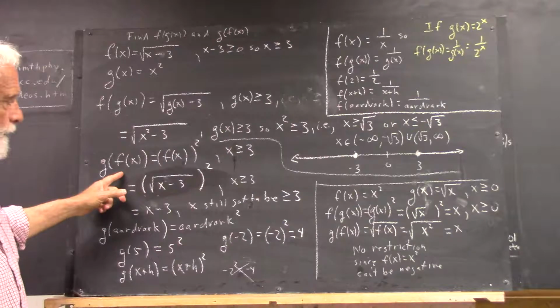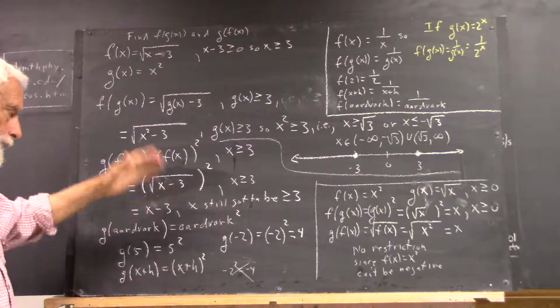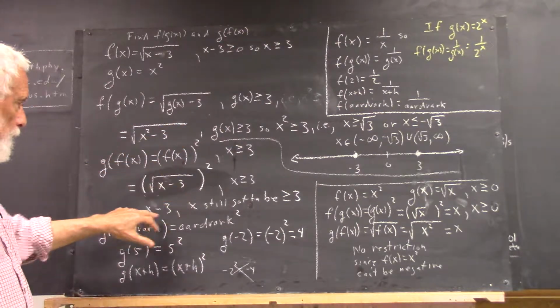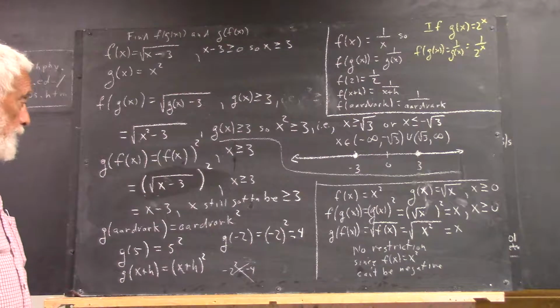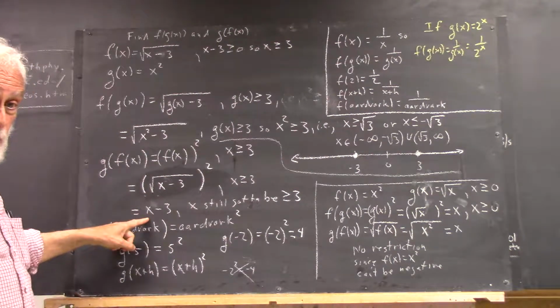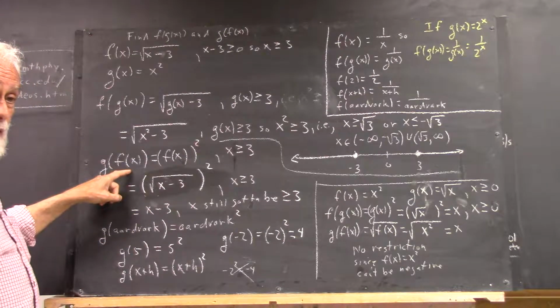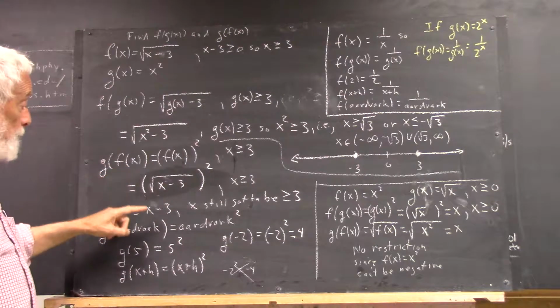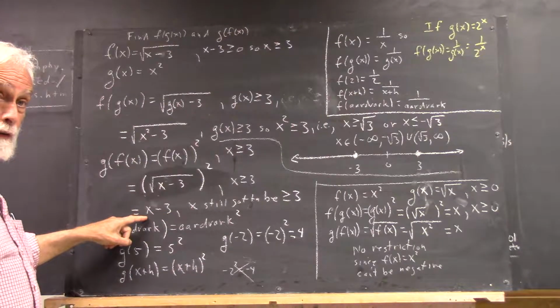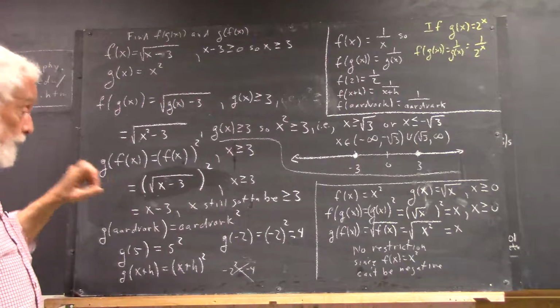Now g of f of x is, of course, f of x squared, which is the square of the square root of x minus 3, which is x minus 3. Now you can put any number at all in for x minus 3, but that doesn't mean that g of f of x has an unrestricted domain.